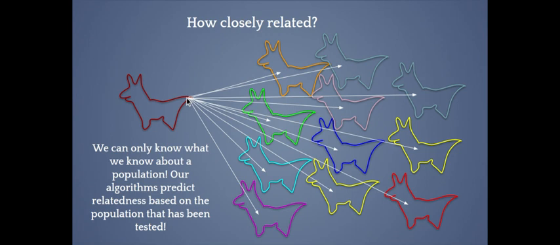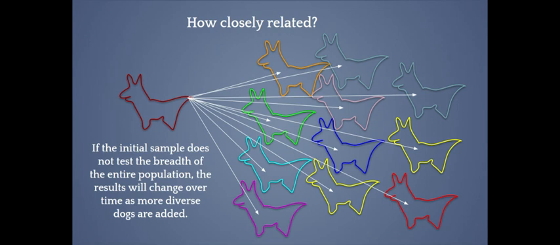So the way our algorithms look to predict how closely related dogs are to one another is based on our population. So we can only know what we know about a population. And our algorithms predict relatedness based on the population that's been tested. If the initial sample does not test the breadth of the genetic diversity of a population, the results will drastically change over time, depending on how good our initial sample was.